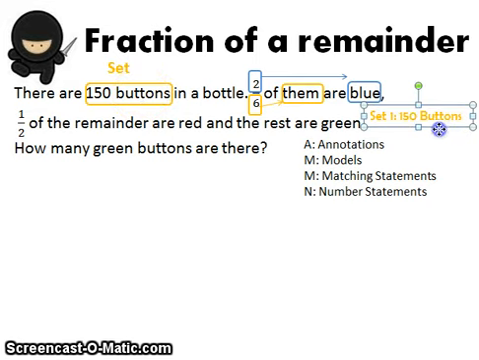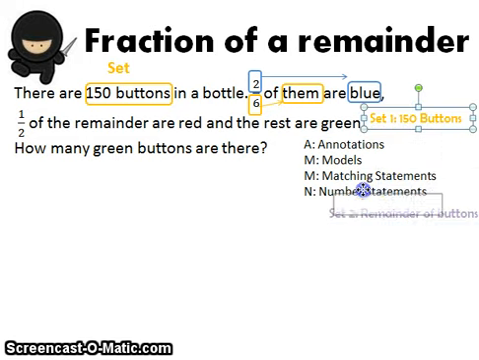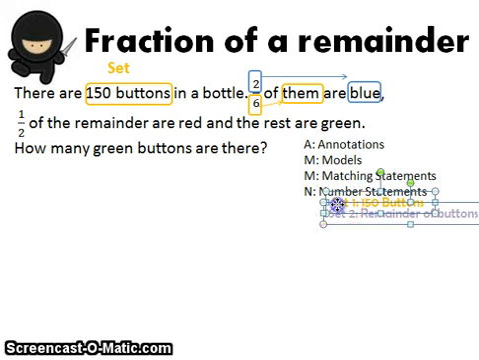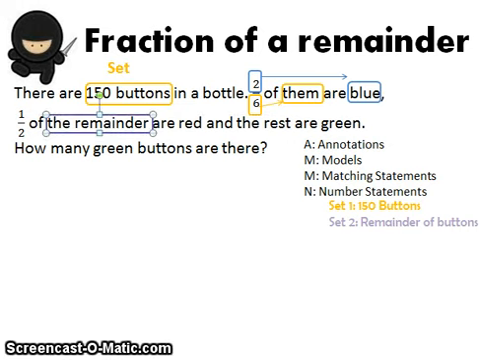Set 1 will be the 150 buttons, and set 2, the remainder, refers to the remainder of the buttons. I'm going to put both of them here. Write the remainder of the buttons. 2 different sets here. Now I'm going to annotate the fraction of a set, and this set refers to a second set, the remainder of the buttons. So half of the remainder, that means 2 units out of this. The remainder are red.